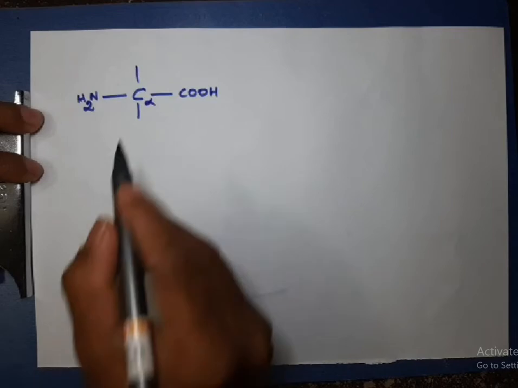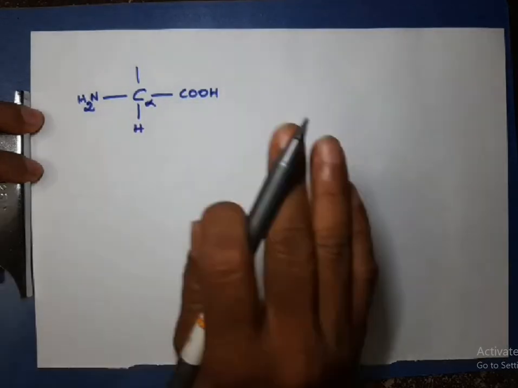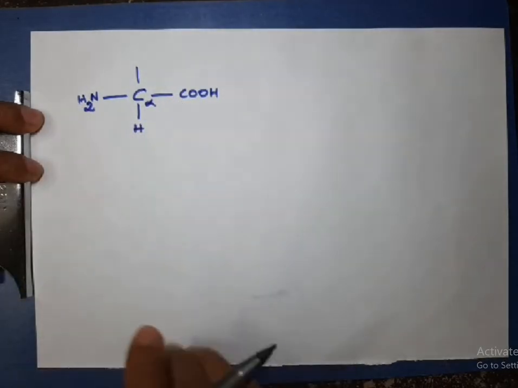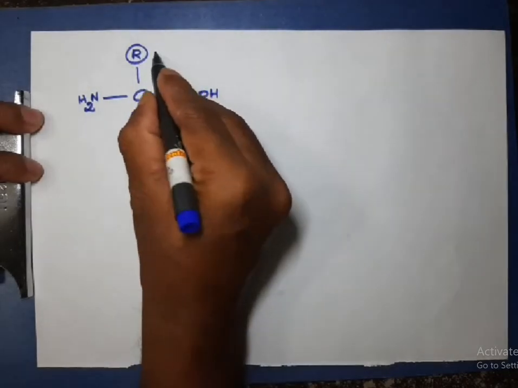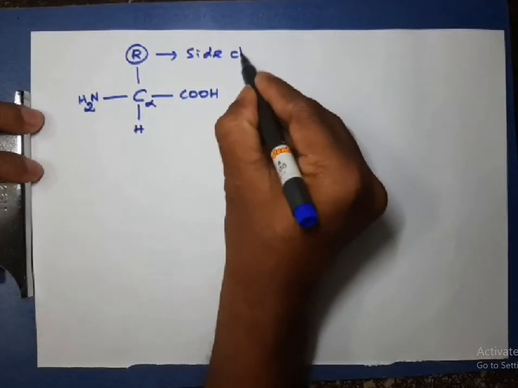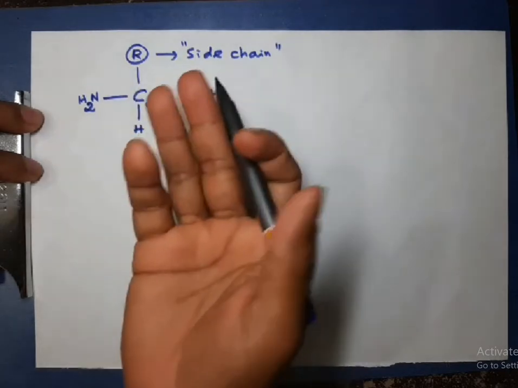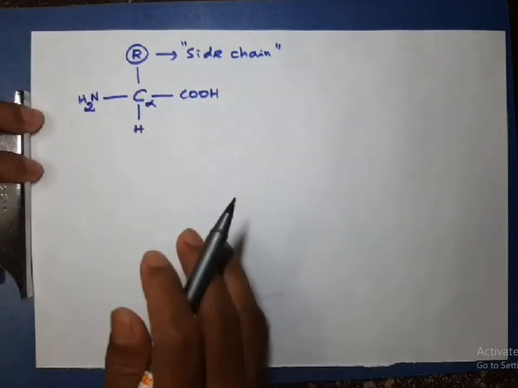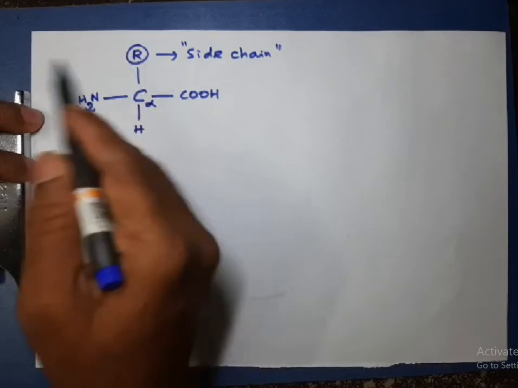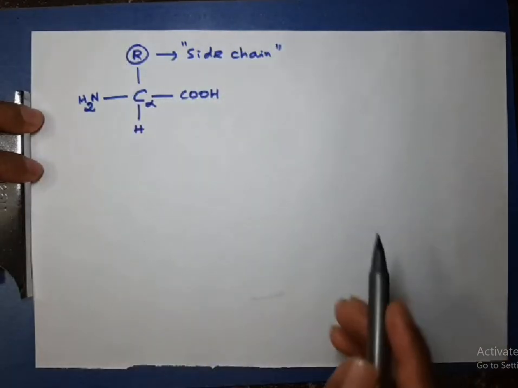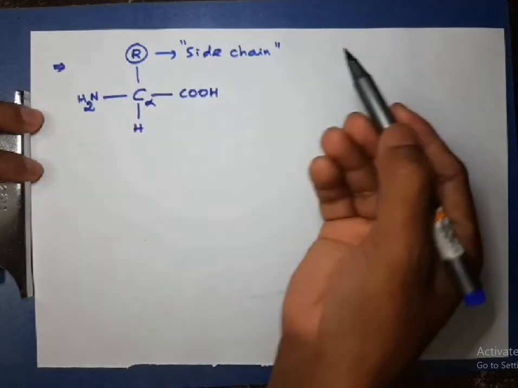Alpha carbon has one amino group, one acid group, and one hydrogen. All alpha amino acids have these three. Additionally, we have a group called R. We call this the side chain. It may be methyl, it may be ethyl, it may be phenyl ring, benzyl ring, right? We have discussed the structures of the 20 different amino acids, and I have given the difference in R from one amino acid to another. So first keep this in mind: R represents the side chain.